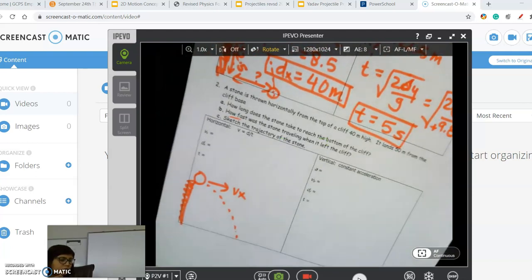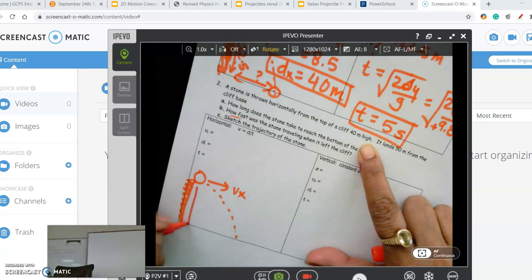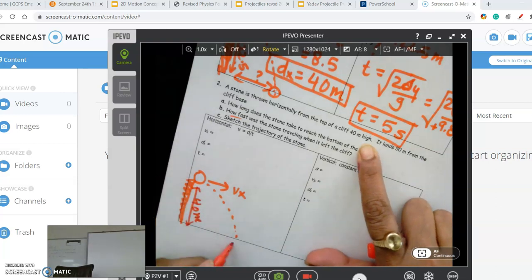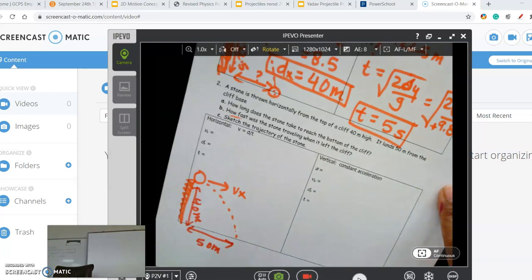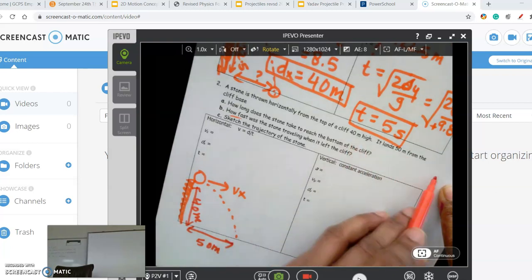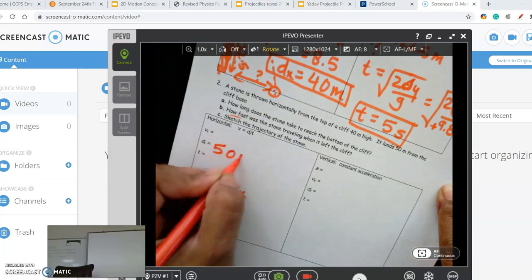Let's look at all the knowns and unknowns. The question gives us the height, which is 40 meters, and the x distance, which is 50 meters. Often students switch them, and that's when their answers are wrong. Because it lands 50 meters from the base of the cliff, that's my x distance, so that's 50 meters.